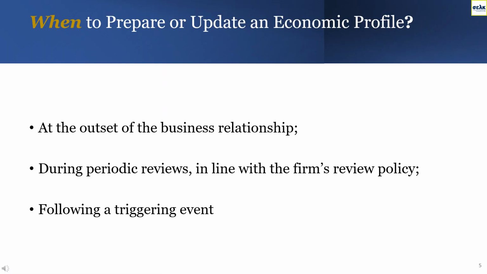The economic profile of a client should be prepared at the outset of the business relationship. It must be kept up to date, with reviews scheduled in accordance with the firm's periodic review policy. Updates should also be made following a triggering event. New or material information becomes available. Significant change in client circumstances, unusual activity, or adverse media. Doubts arise regarding the accuracy of previously provided information. Suspicion emerges of potential money laundering or terrorist financing indicators.